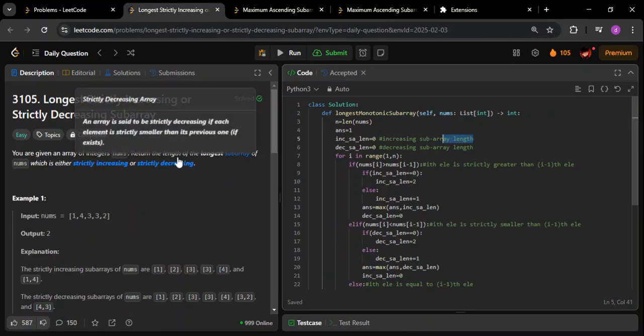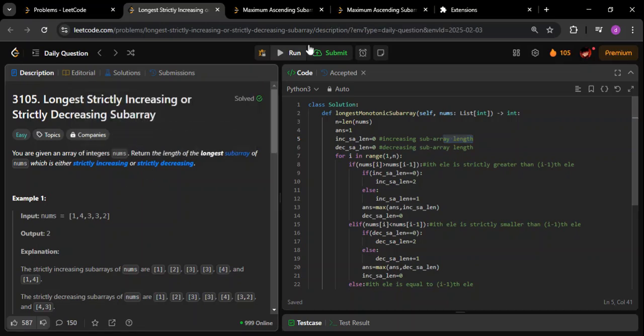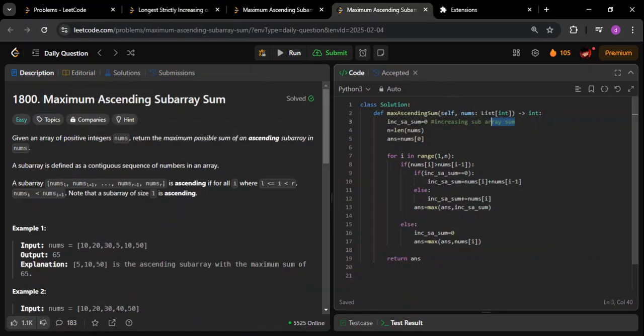Here, the only twist is that they were also asking you about the decreasing subarray, but in today's question we do not have any such thing about decreasing subarray. So to be honest, this question is going to be easier than yesterday's question. I'm just trying to create a link between what you have seen yesterday and what we are going to see today.